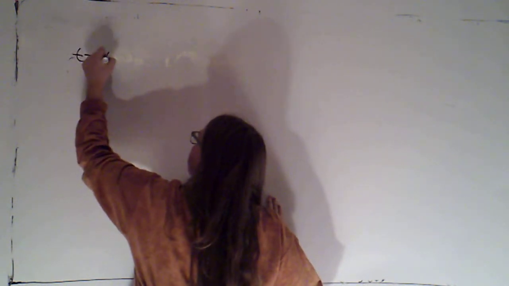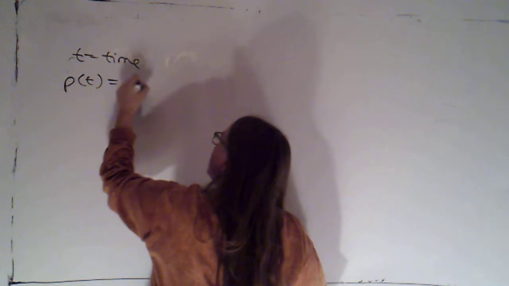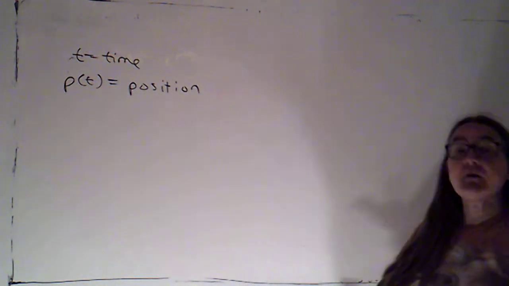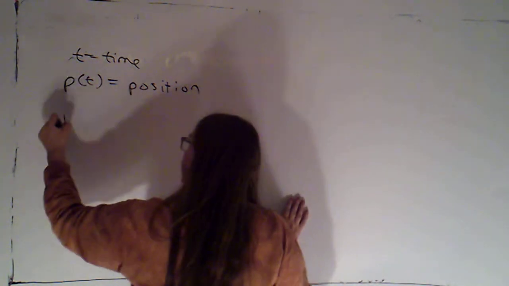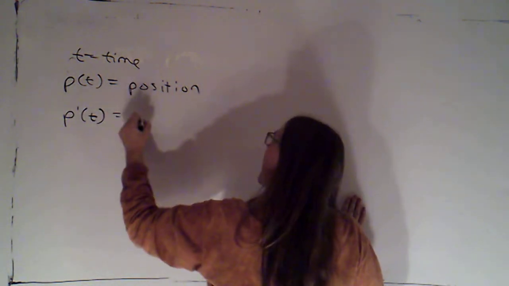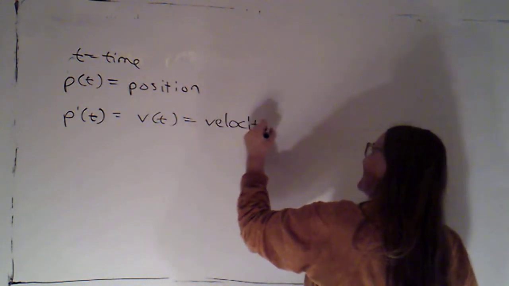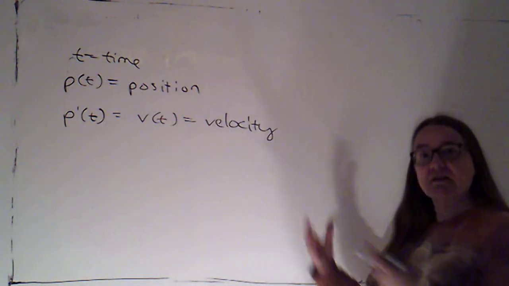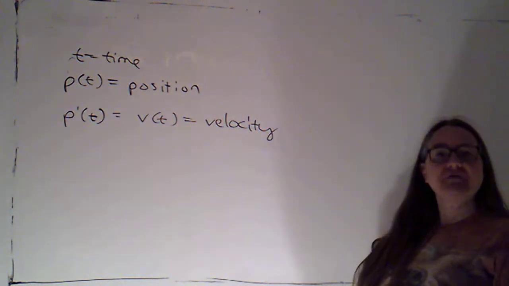If I have t equals time, I could have p of t equals position as a function of time. And we've discussed the fact that if my function is giving me position, its derivative has a particular meaning. We would call it p prime of t. I could also, if I wanted to, call it v of t because it's the velocity. The derivative of position is the velocity, and that would be the instantaneous velocity as a function of time.